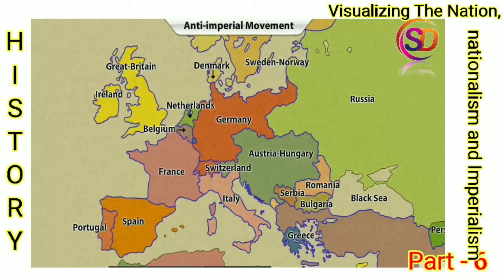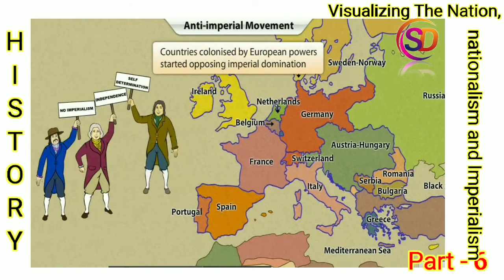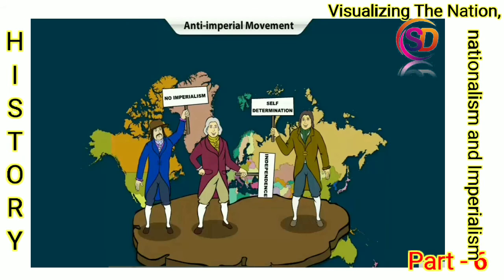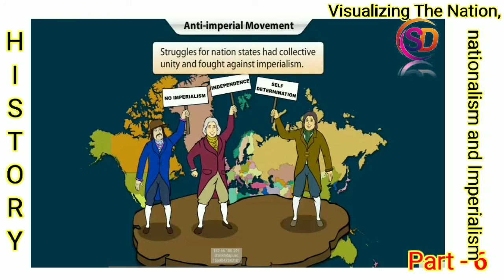In the 19th century, the countries colonized by European powers started opposing imperial domination. The nationalist movements struggled to form independent nation-states and had a sense of collective national unity. This struggle was also a fight against imperialism.